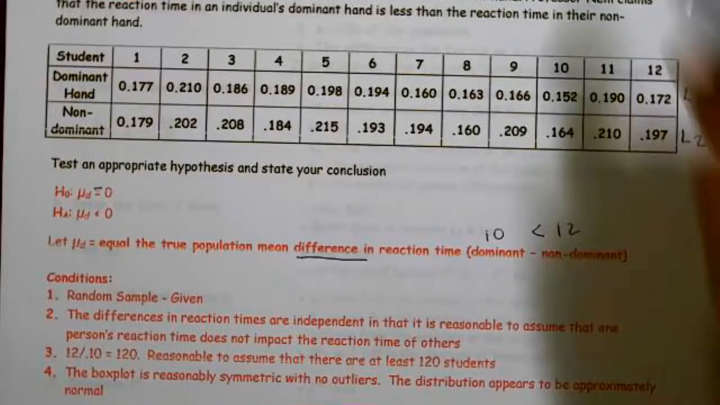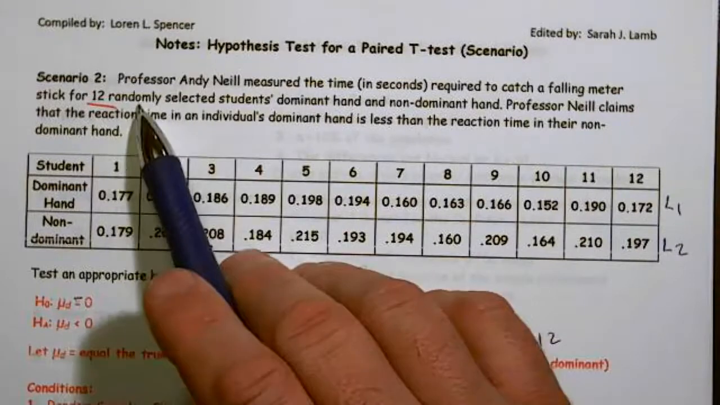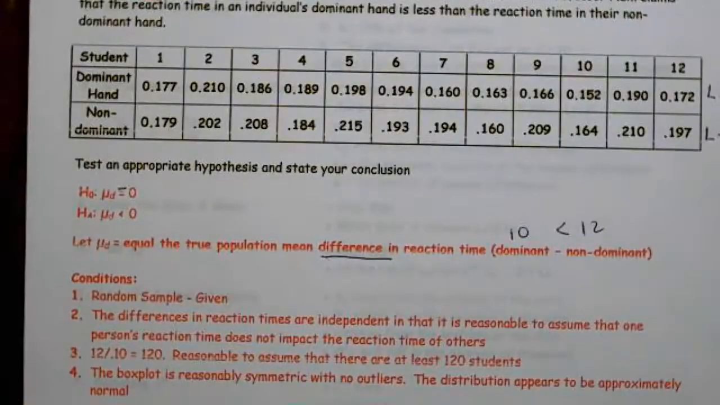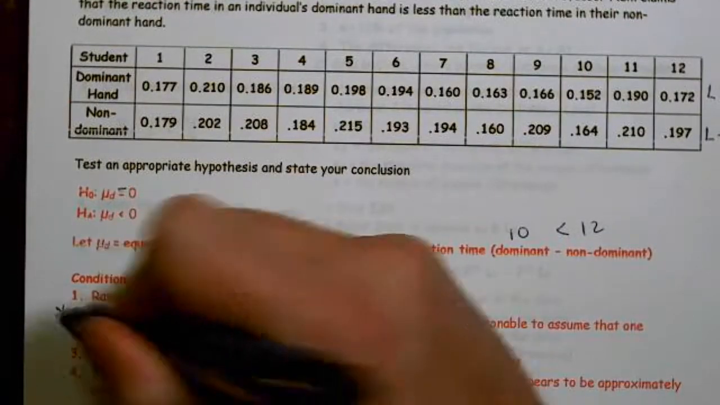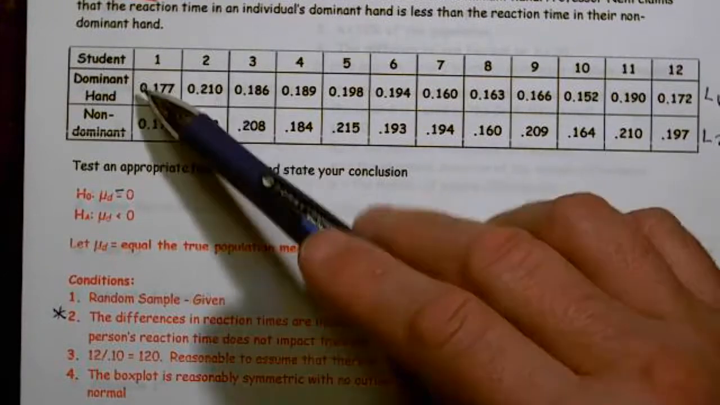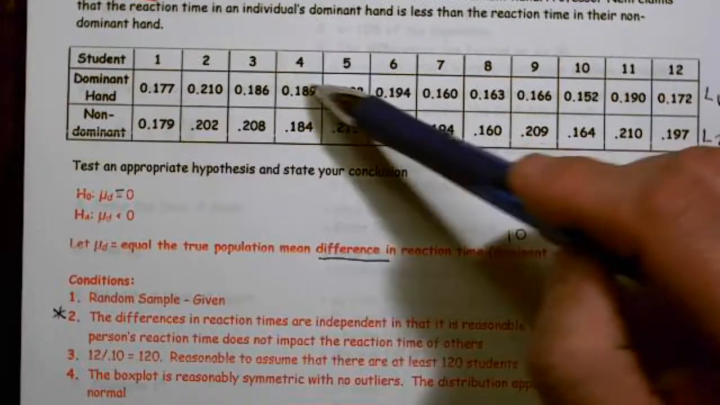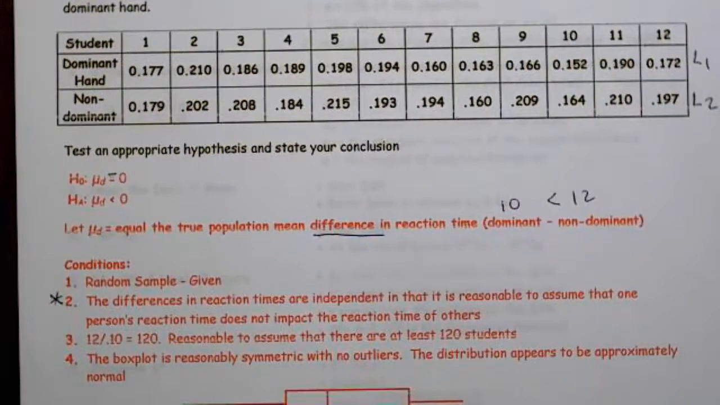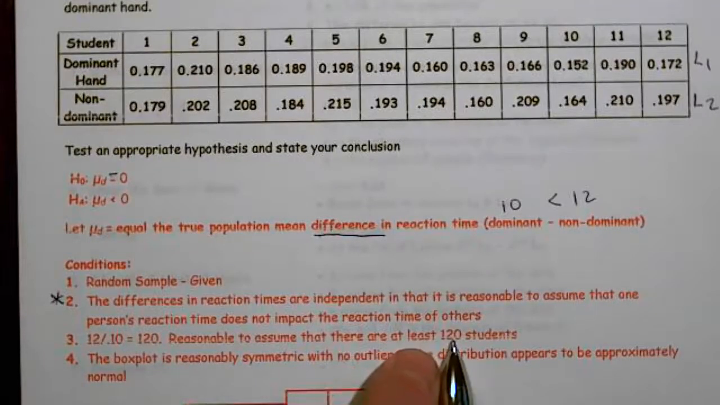So our conditions, they tell us that it was a random sample. That's good. So random sample happens to be given. The next one is the new condition, I say it's new for the paired. We didn't have it for the one sample t. And that the differences are independent. And it's reasonable to assume that student one's reaction time does not impact student 4's, which does not impact student 7's. So it's reasonable to assume that one person's reaction time does not impact the other. It's also reasonable to assume that there are more than 120 students. Quite frankly, you could just say that it's reasonable to assume that there's more than 120 people.